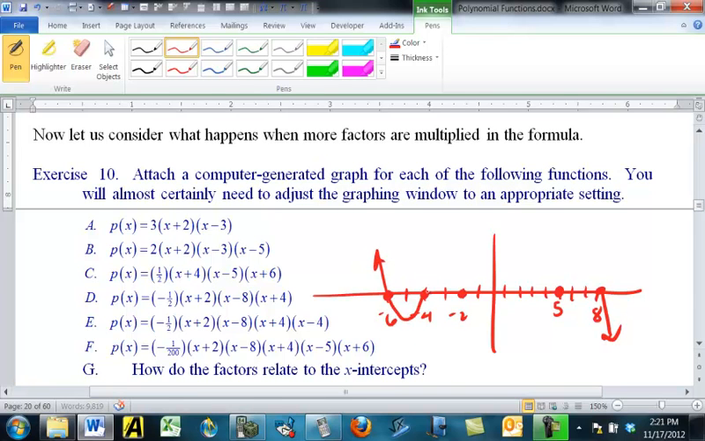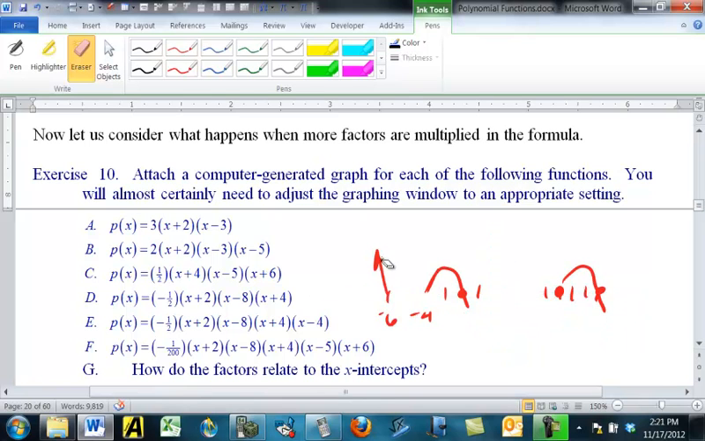Turns around, a minimum. Comes up, must have a maximum. Comes down, must have a minimum in here somewhere. Comes up, maximum, and comes back down. Now the relative size of these pieces, I don't know. We'd have to actually graph it and see. But I do know some of the basic features just by looking at the characteristics that we've seen in the formula. So you should go through here and actually try these.